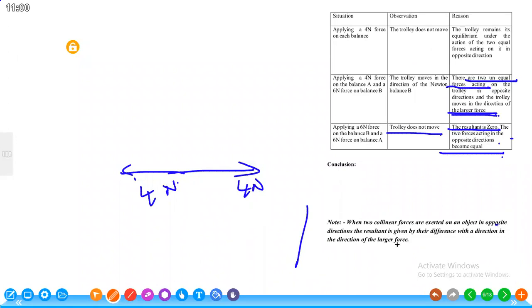Okay, I already explained, students. For the resultant force of forces acting in opposite directions, 7 Newton and 3 Newton, the resultant force is calculated by subtracting the lower value from the larger value.